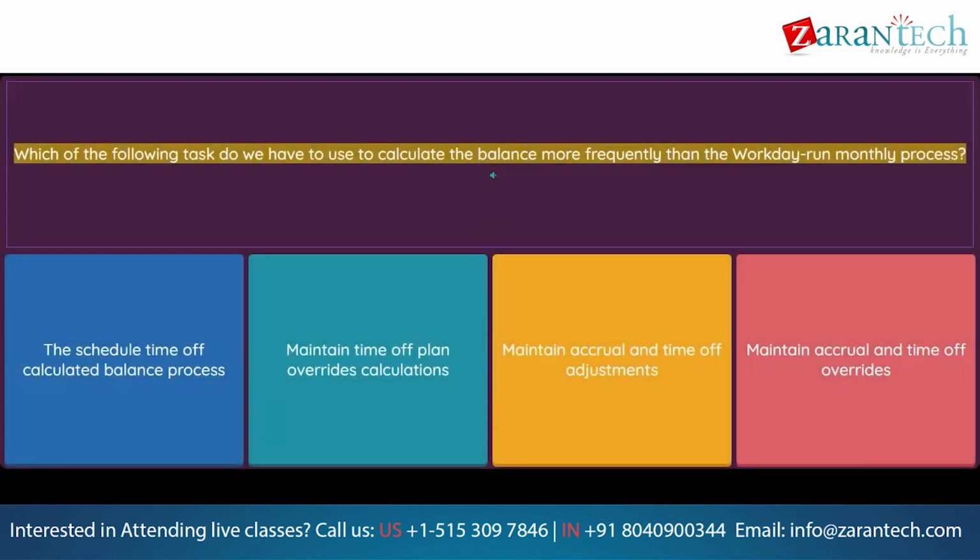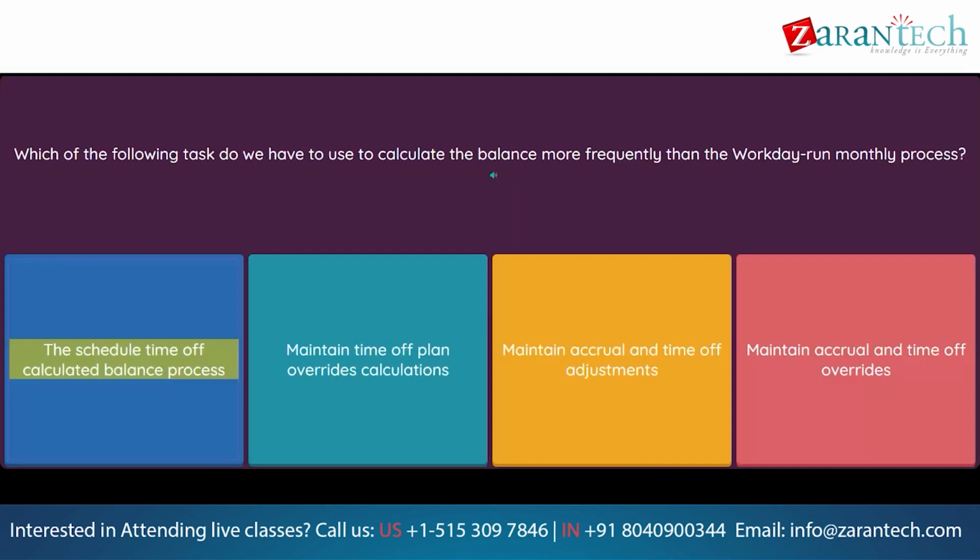Question: which of the following task do we have to use to calculate the balance more frequently than the Workday run monthly process? Option 1: the schedule time off calculated balance process. Option 2: maintain time off plan overrides calculations. Option 3: maintain accrual and time off adjustments. Option 4: maintain accrual and time off overrides.